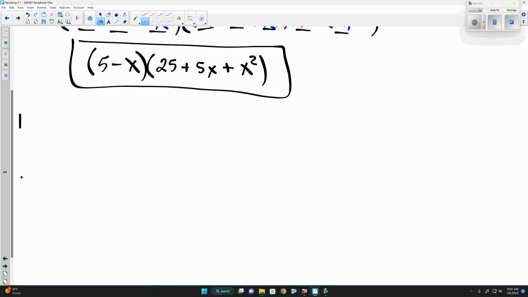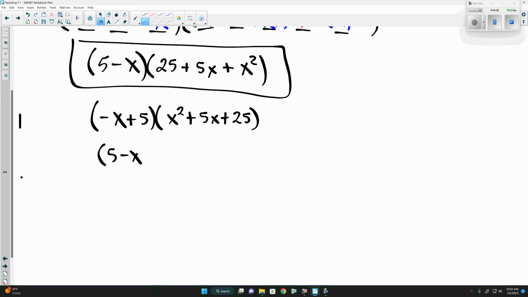Yes, it's just in the opposite order. Now, we could rewrite it as negative x plus 5 times x squared plus 5x plus 25. That is another way to write it. We don't have to flip both. We could leave it as x minus 5, or 5 minus x, times x squared plus 5x plus 25.